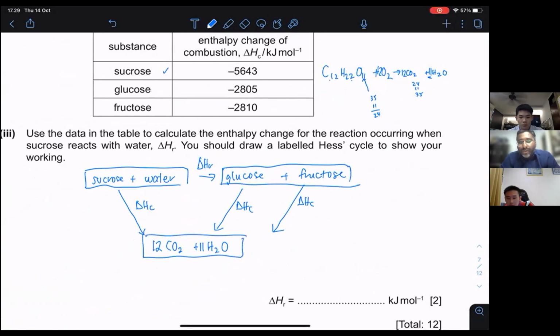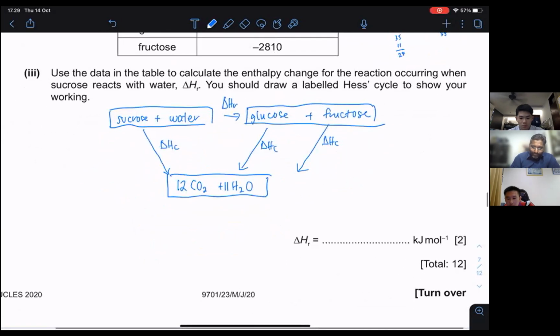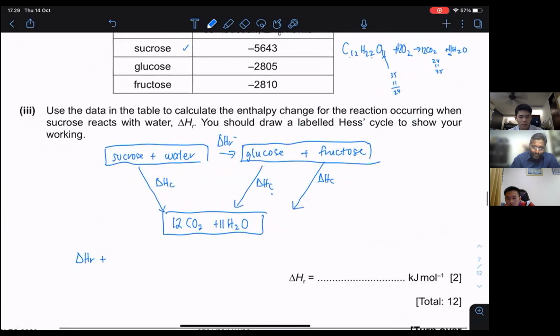So how to actually calculate? Quite simple: clockwise equals anti-clockwise. You see this ΔHR, plus the combustion of glucose, which is negative 2805, and then the combustion of fructose, which is negative 2810, equals, clockwise equals anti-clockwise, the combustion of sucrose, which is negative 5643. Can you help me to calculate what this is going to be?